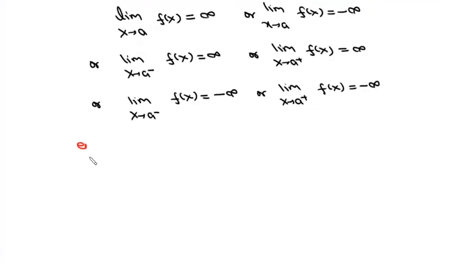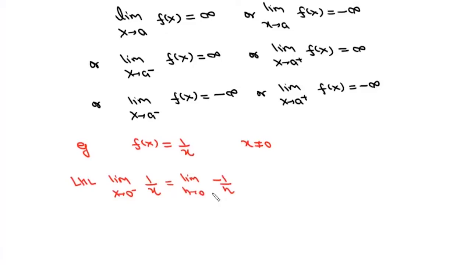A very simple example is this function f(x) equals 1 by x. Now we know that it is not defined at x equals 0. Now if we take its limit at 0 negative, so this is limit x tends to 0 negative, 1 by x. So it will be this limit h tends to 0 minus, 1 by h. Now when h is 0 positive, then 1 upon 0 positive is minus infinite. So the value of this function approaches minus infinite when x is 0 negative.